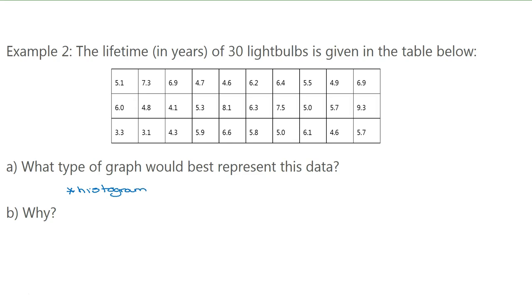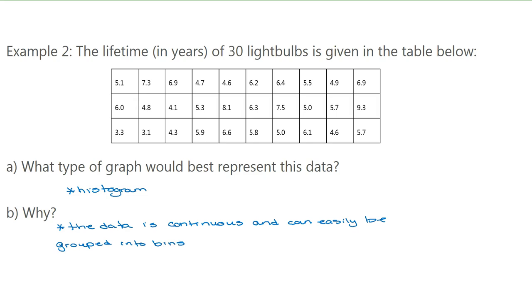And the reason being is that the data is continuous. It's not discrete like the last one. And can easily be grouped into bins. So we can divide the number of years, something like 3 to 4 years, 4 to 5, 5 to 6, and so on. And then do your tally, and then your histogram.